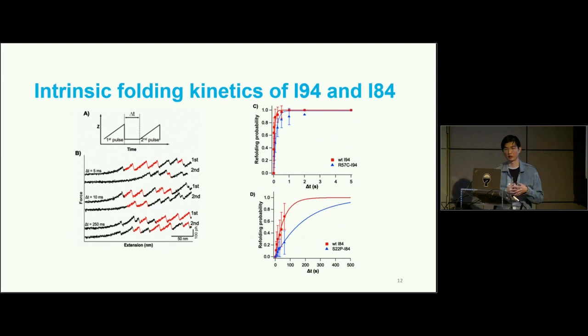Typically what we did is pick up a protein, but we didn't break the specific interaction, so that we can release it and stretch it again. Then we change the relaxation time. As you can see, when the relaxation time is about 5 milliseconds, most of the red peaks, which are the I94, cannot be refolded. But if we increase the relaxation time, you can see most of the protein was refolded.